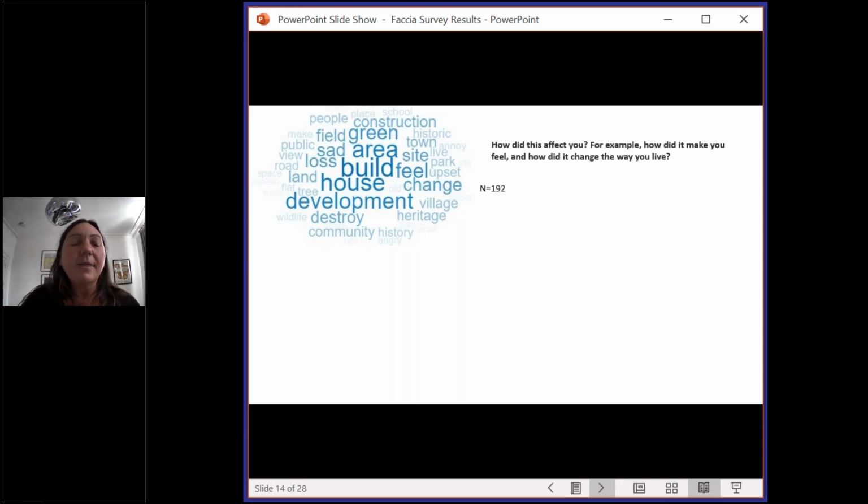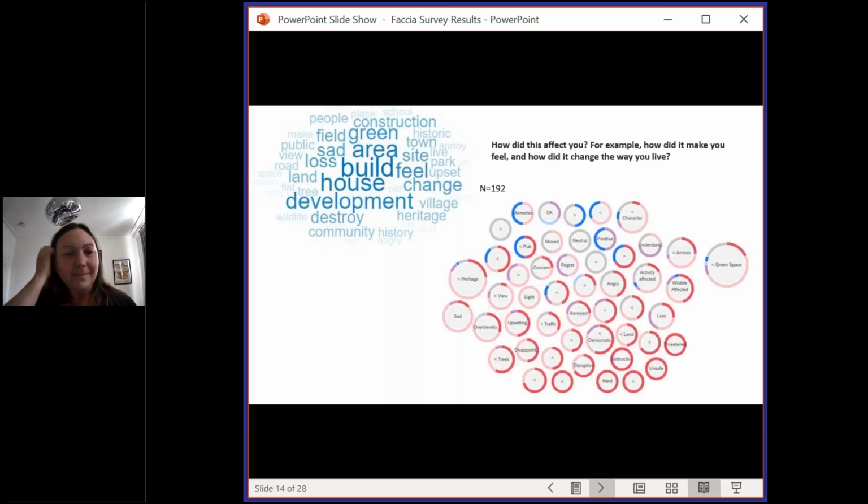responses. And you can see that there are words such as sad and loss and destroy. Annoy was another one that came up quite a bit. And people, this is going to be a little bit of a crazy graphic, but I'll just point you to a couple of responses. So this is me trying to code all the responses. Red is negative. Quite negative. Pink is kind of negative. Blue is positive, and purple is kind of a mixed response.